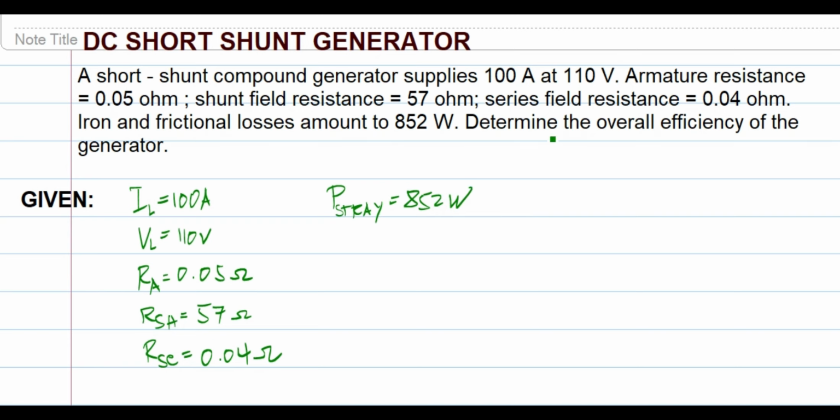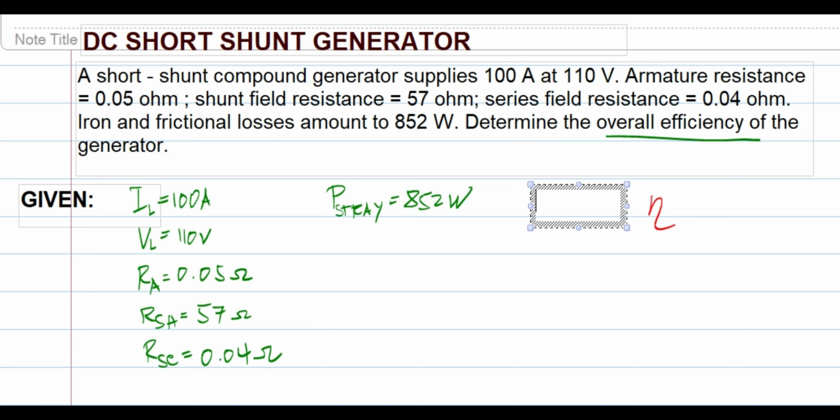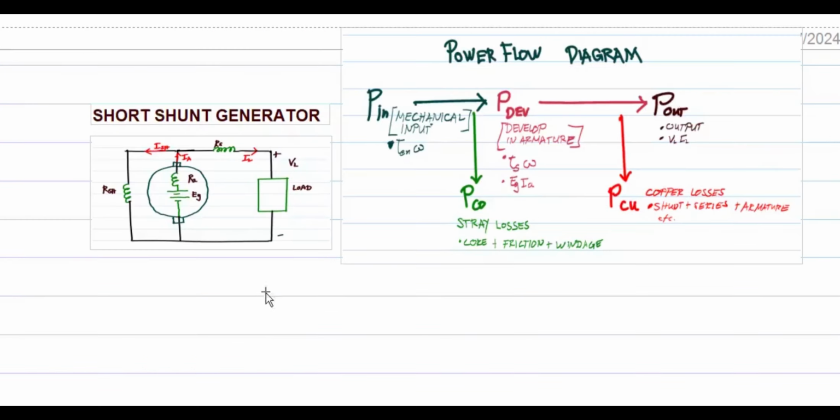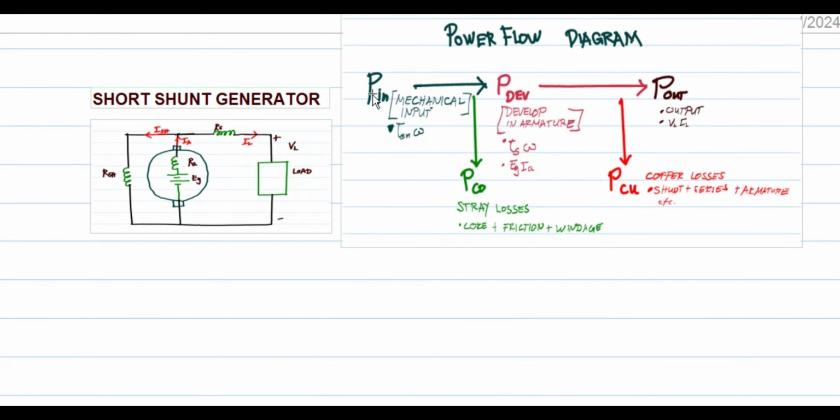Now the question is the overall efficiency, or the eta. What is required is the overall efficiency. Okay, let's start with drawing the circuit. Now we have here the power flow diagram and the short shunt generator circuit. It is very important to know the power flow diagram.